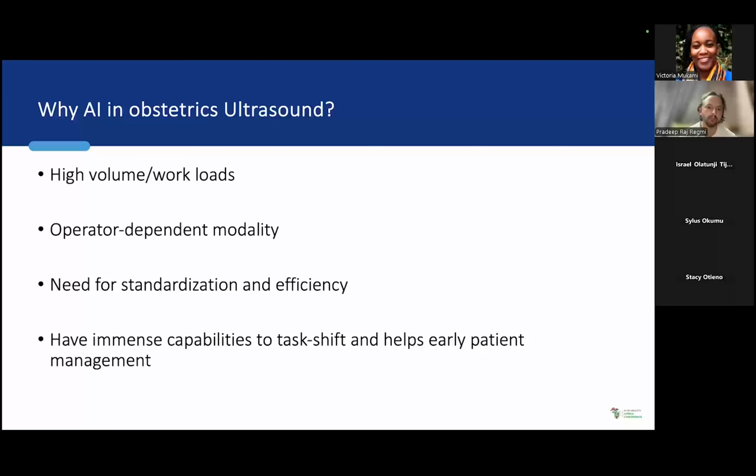So that can be important, and not every clinician knows how to operate ultrasound. So it is quite operator dependent. So there must be something that facilitates the diagnosis of patients in the periphery. So it is quite important.